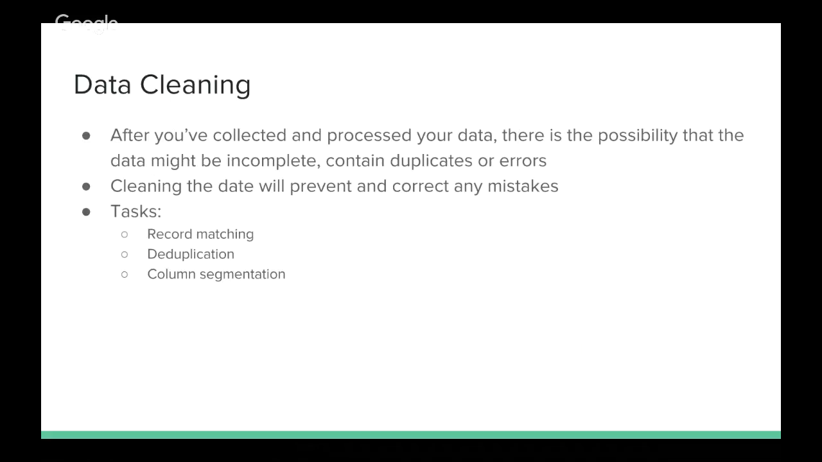Next is data cleaning. After you've collected and processed your data, there's the possibility that data might be incomplete or contain duplicates or errors. Cleaning the data will prevent and correct any mistakes. Some ways to clean up your data are record matching, deduplication, and column segmentation. You just want to make sure that your age, income, and colors, since I've been using that example, are cleaned up the way that you need them to be, to make sure you have no errors so that you can go into the next step.